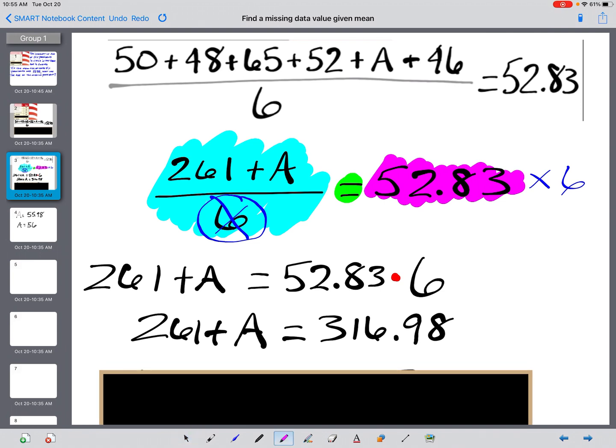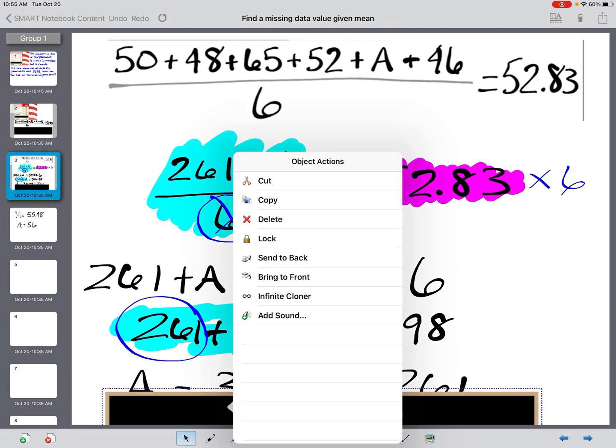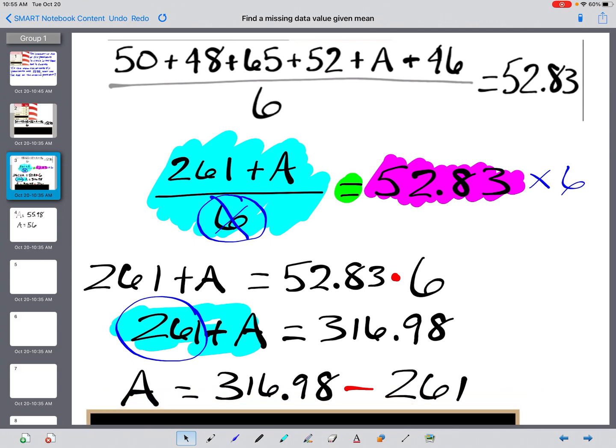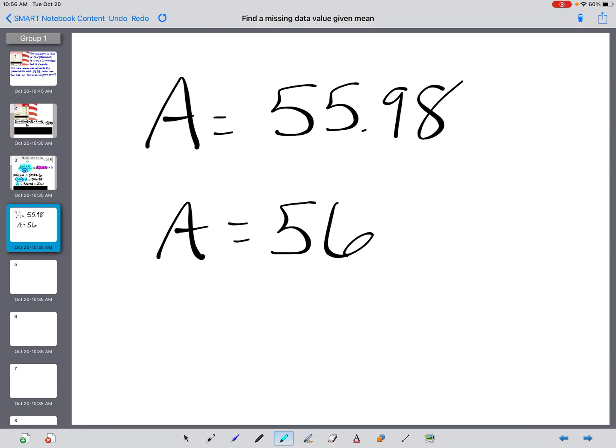And again, since I've said that we want to reverse operations on the variable side, what I want to do is sort of undo this positive 261 over here. I'm going to undo that. Okay, and the way I'm going to do that is by subtracting it on the other side. I'm going to subtract it from that 316.98. Okay, and notice I do have the variable isolated. It's by itself, and so when I do the subtraction, I'm going to know the age of that president at this point. Okay, so I do that subtraction, and what I end up getting is 55.98.